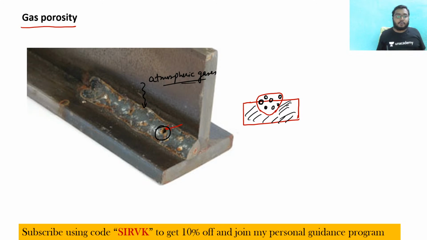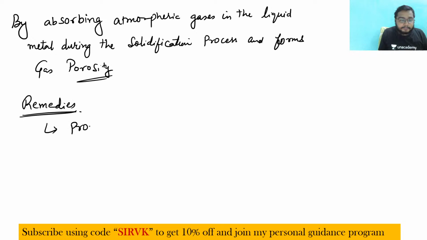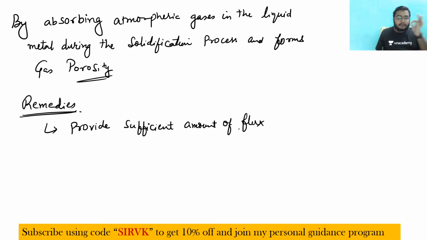Now what will you be doing to remove these gas porosities? So what are the remedies? The remedy is to provide a sufficient amount of flux. Okay, we know what the use of the flux is. So by using the flux, what is happening? It will protect the area, right? It will protect the area, and the oxide layer will not form.